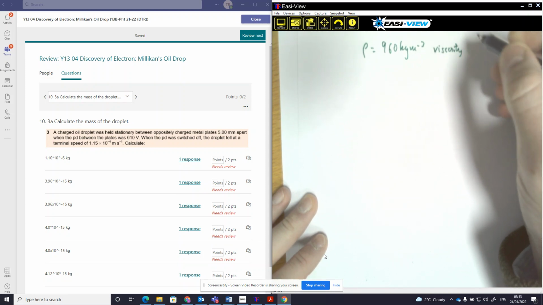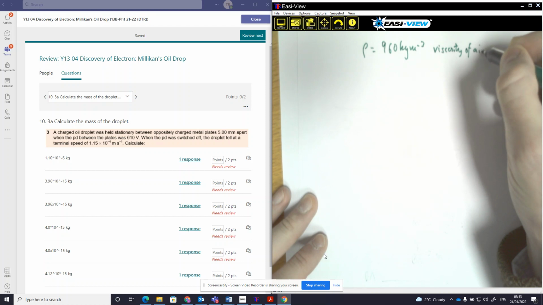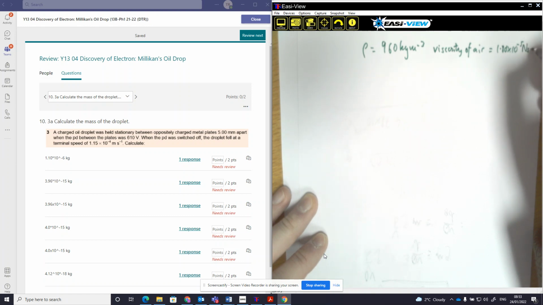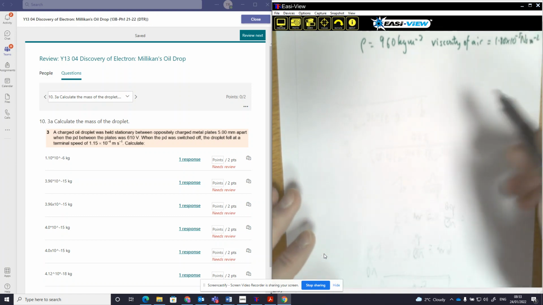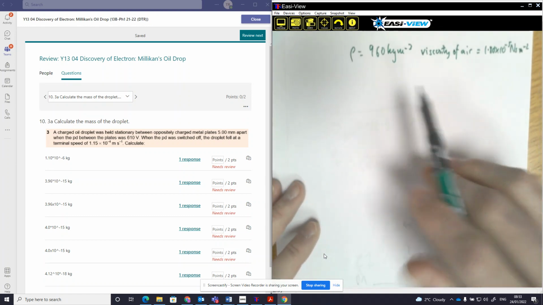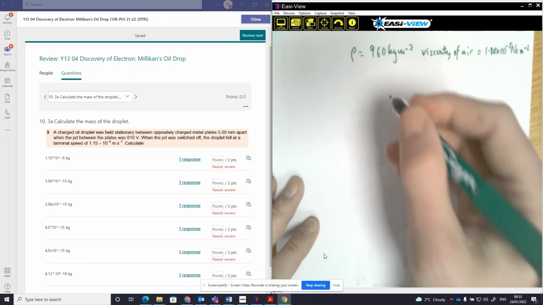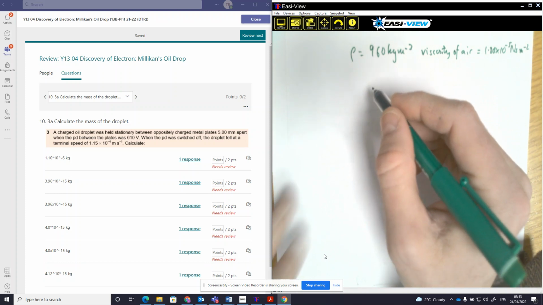That might be to avoid giving you too much of a clue which equation you need to use. So 1.8 times 10 to the negative 5 units, Newton seconds per meter squared. So we're given that information in the question. And until you have that, you may think it's actually quite hard to get started.